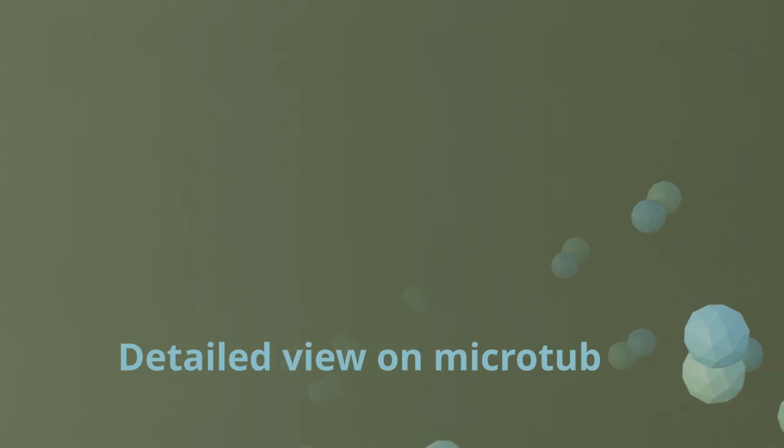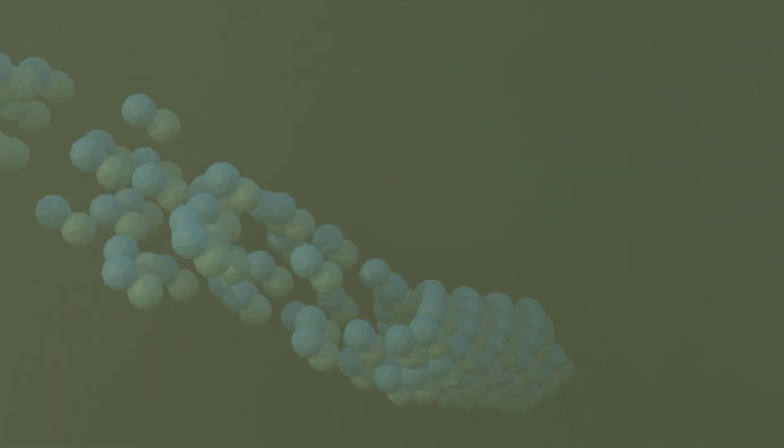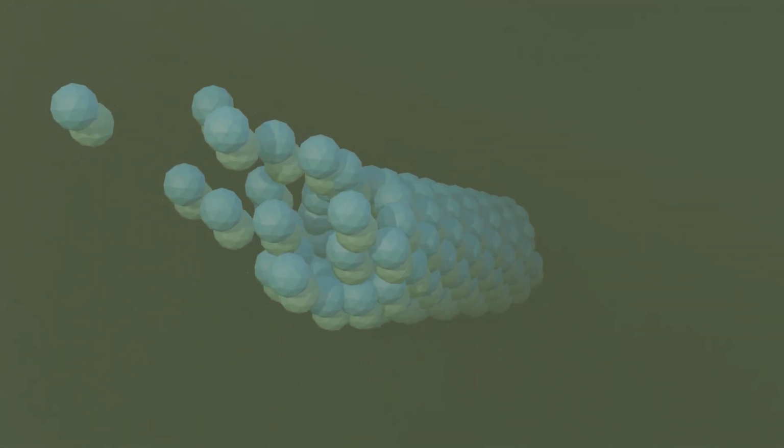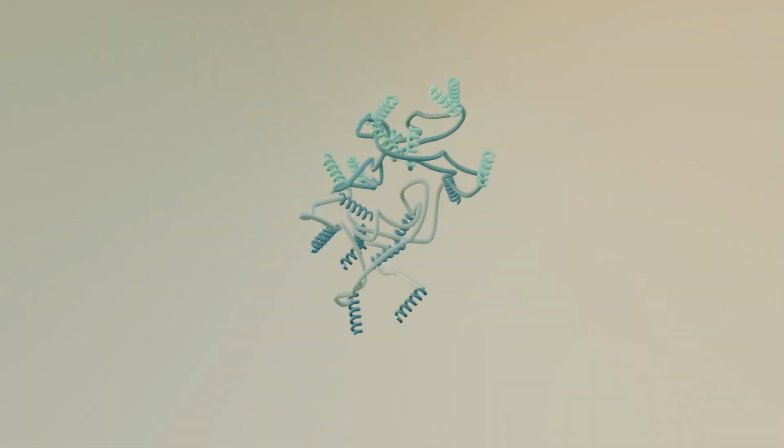In this video, we're taking a detailed view on the microtubule remodeling process. Let's take a look at the microtubule dimers. As we already know, the dimers are made up of alpha tubulin and beta tubulin.